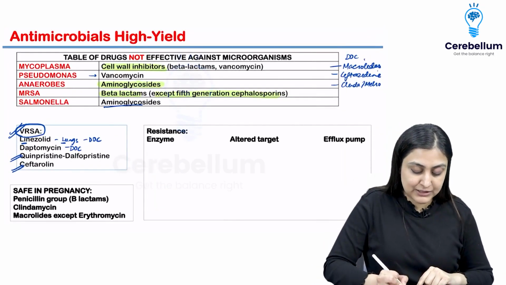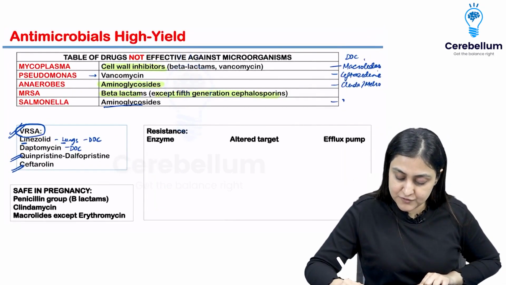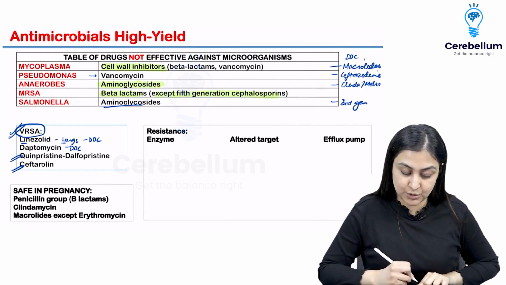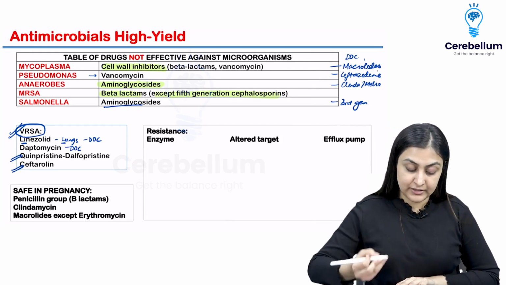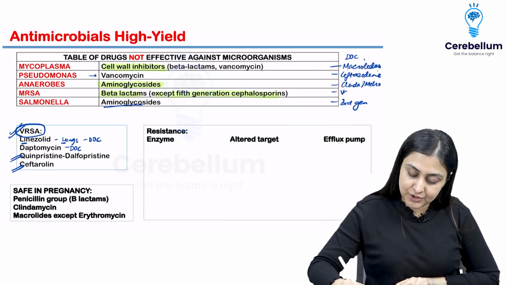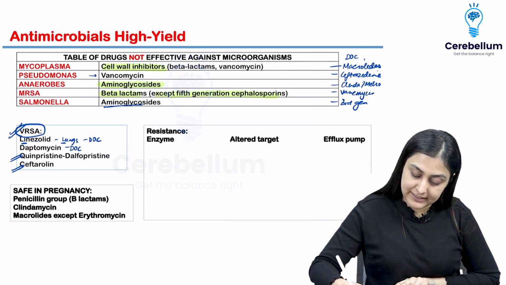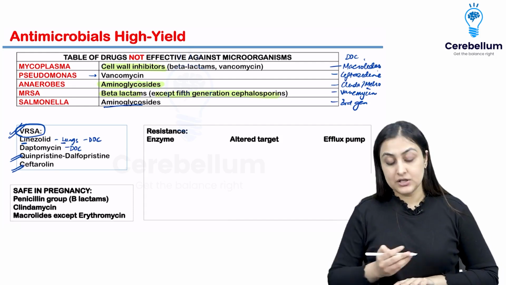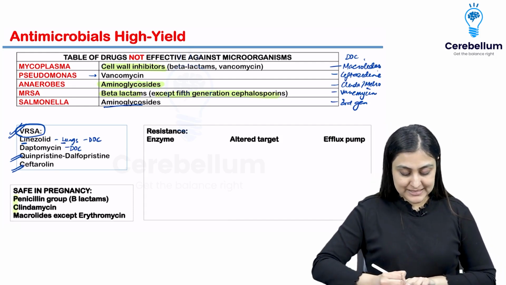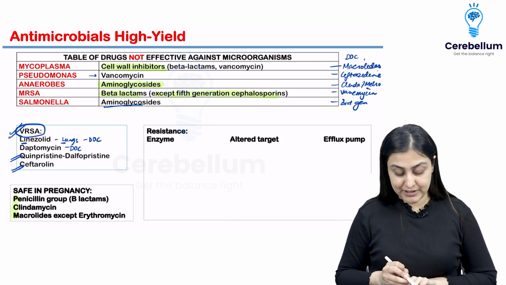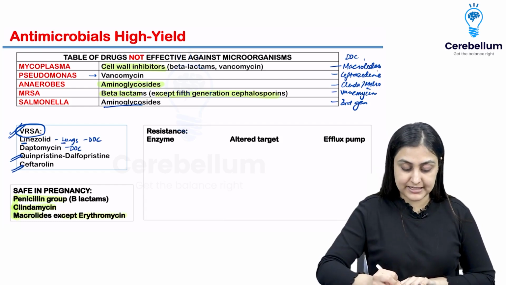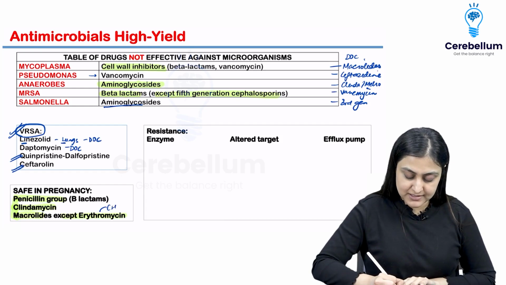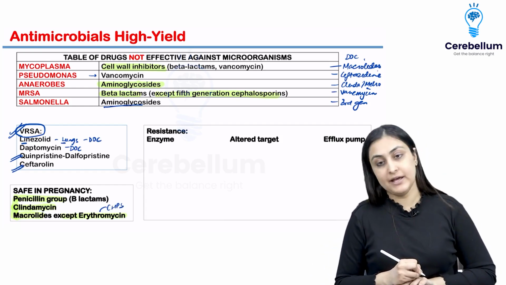Salmonella, remember, aminoglycosides are not effective. The drug of choice would be 3rd generation cephalosporins. Okay, so this is about the important bacteria. MRSA, the drug of choice is vancomycin, like we discussed. Okay, 3 categories which are safe in pregnancy. PCM, yeah, paracetamol is also safe in pregnancy. So penicillin group is safe, clindamycin is safe, and macrolides except erythromycin are safe. Not erythromycin because it has a risk of CHPS.